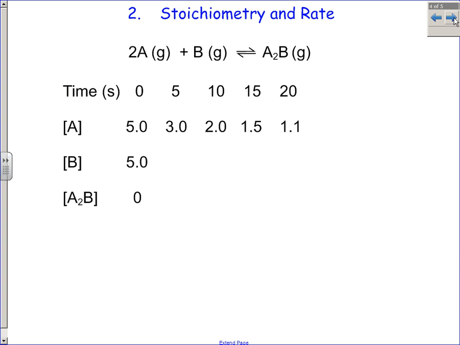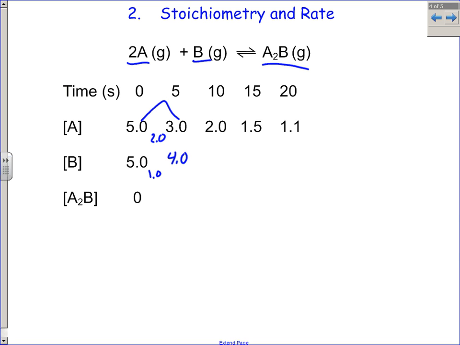So notice over this time interval here, this changed by 2.0 molarity. Well, based on the stoichiometry up above, A is changing twice as fast as what B and A2B are changing. So if A is changing by 2.0, I would expect B to only change by 1.0. So I should be able to predict that that's going to be 4.0 at that point.